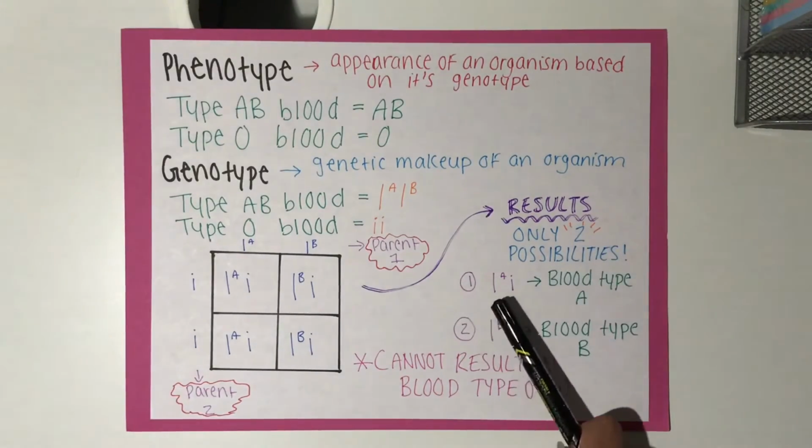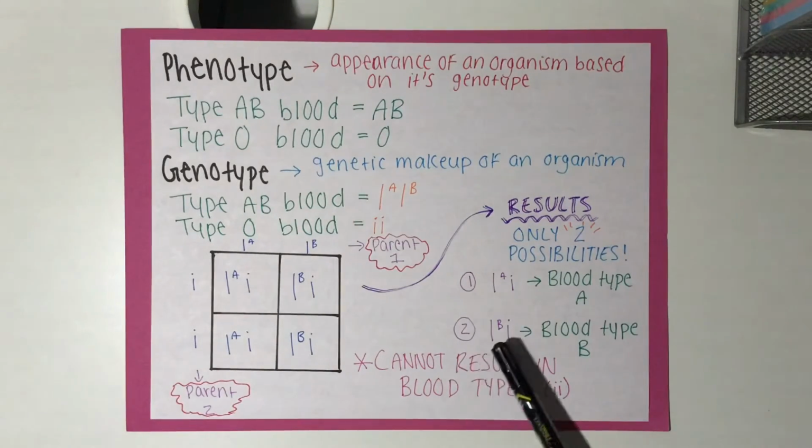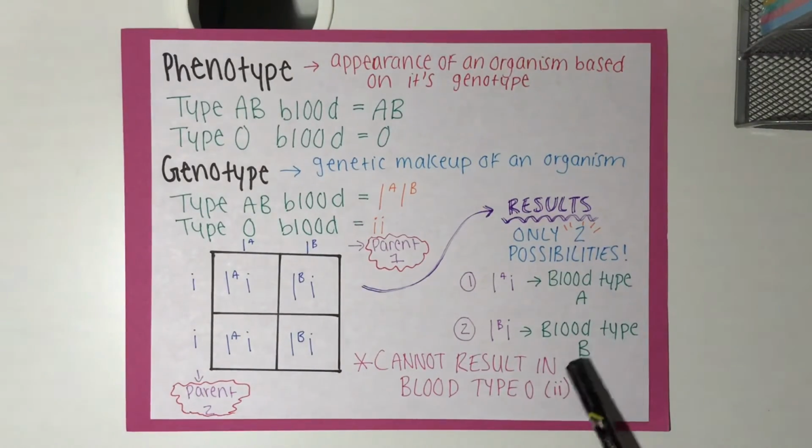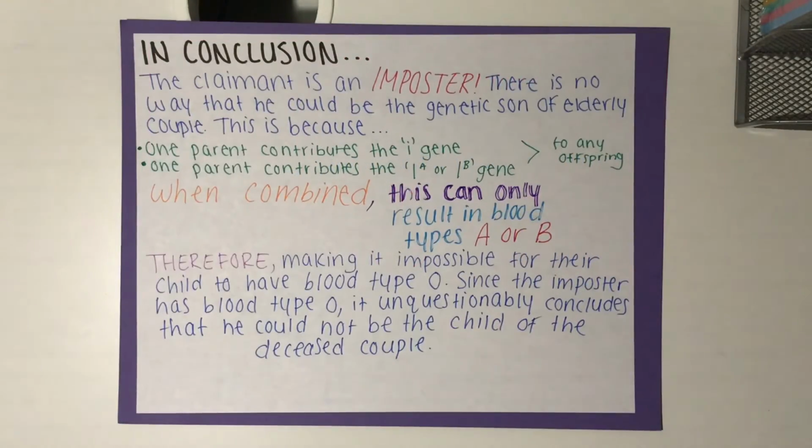one being I^A i, which leads to blood type A, and the second being I^B i, which leads to blood type B. In conclusion, the claimant is an imposter, and there is no way he could have been the genetic son of the elderly couple.